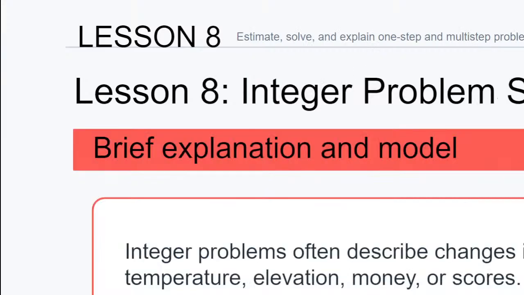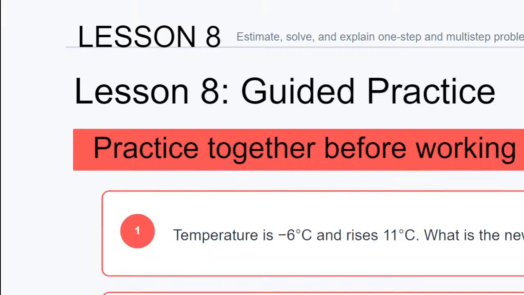Lesson 8, integer problem solving, brief explanation model. Integer problems often describe changes in temperature, elevation, money, or scores. Identify the starting value and each change. Estimate first, write an integer expression, solve, and explain what the integer means in context. Remember, a reasonable estimate helps catch sign errors. This is an example, and then check whether the answer is reasonable. Let's practice. Explain how I know.